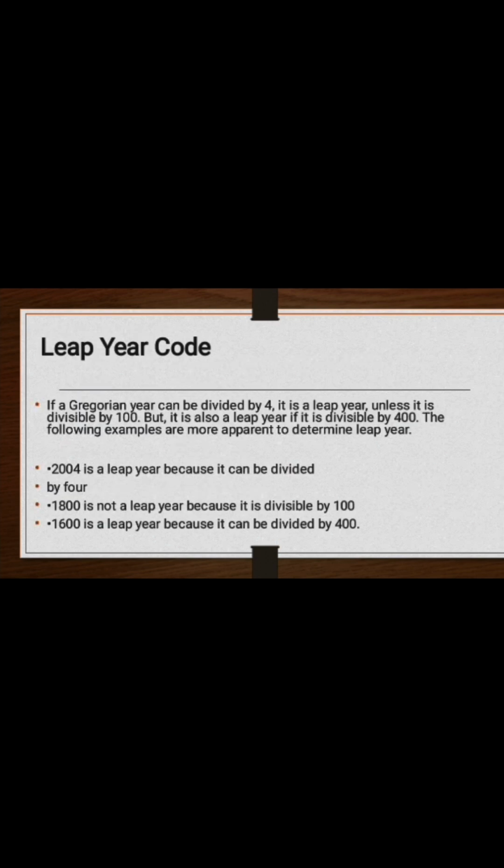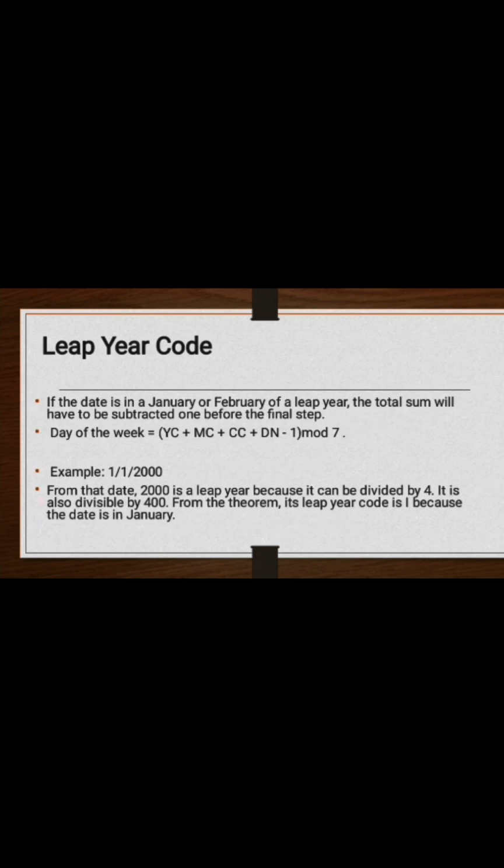The leap year code. If a Gregorian year can be divided by 4, it is a leap year unless it is divisible by 100. But it is also a leap year if it is divisible by 400. The following examples make it more apparent to determine a leap year. 2004 is a leap year because it can be divided by 4. Next is 1800. It is not a leap year because it is divisible by 100. 1600 is a leap year because it can be divided by 400.